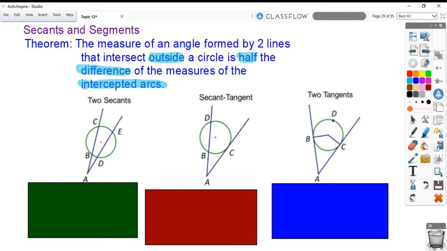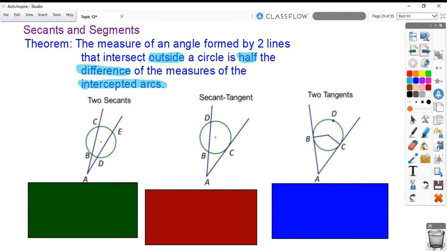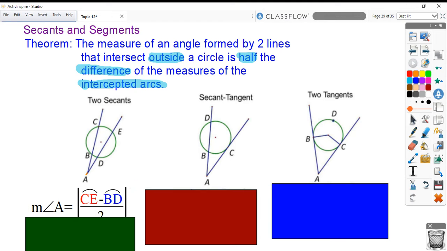On the previous one, we had angles on the inside of a circle, and the measure of that angle was half of the sum of the arcs. On this one, our angle that's created is outside of the circle down here. If the angle is outside of the circle, then instead of taking half of the sum, we're going to take half of the difference. So instead of adding together our two arc measures, we're going to subtract arc CE minus arc BD, divided by 2.